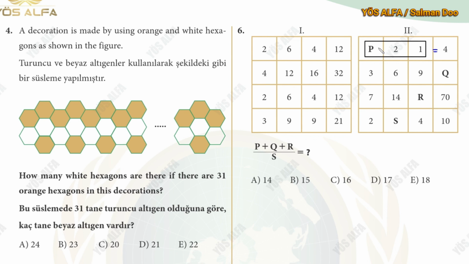So 2 plus 1 is 3. P has to be 1. 3, 6 is 9. 9 plus 9 is 18. We have 14 plus 7, 21. To make 70, we need 49. And 2 plus 4 is 6. To make 10, we need 4. So we have all the unknowns. P is 1 plus Q is 18 and R is 49 divided by S, which is 4. 49 plus 1 is 50 plus 18 is 68 divided by 4 is 17. So the answer is D.